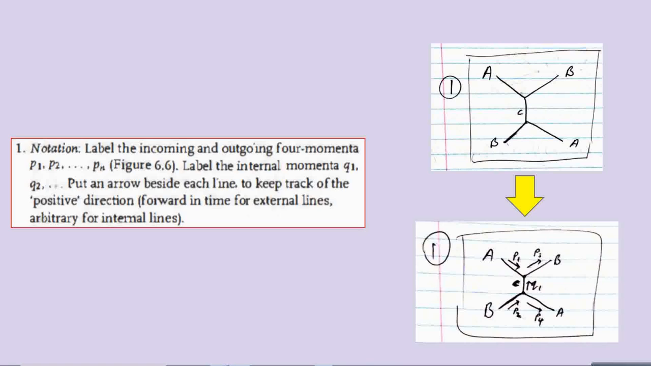If we have a look at the two diagrams on the right side, the incoming momenta are given the names p1 and p2 with directions going forward in time, and the outgoing momenta are given labels p3 and p4, also with arrows going forward in time. For the internal momentum, I labeled that q1, and I just chose the direction for the arrow as upwards arbitrarily. It could have been downwards, it doesn't really matter.